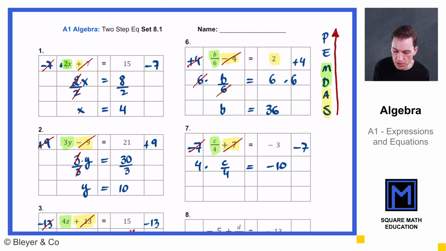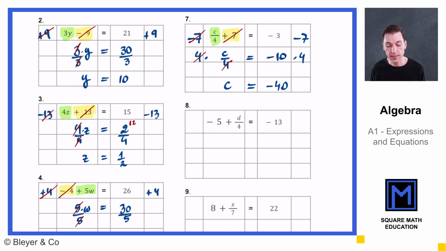Let's undo the division by 4 by multiplying by 4. The coefficients here are gonna cancel out. C is minus 40. Next example, we have a constant term only on one side of my equation. On the other side of the equation, we have the constant part, and we have the coefficient part. We can undo the subtraction first by adding 5 units on both sides of my equation.